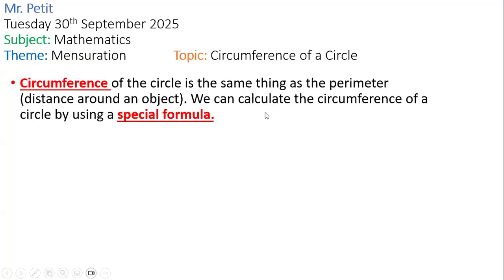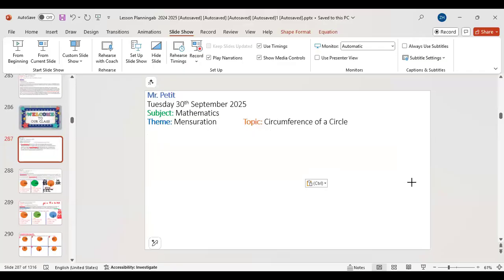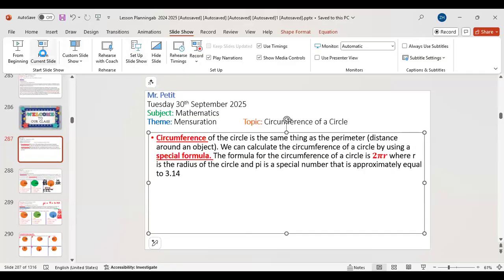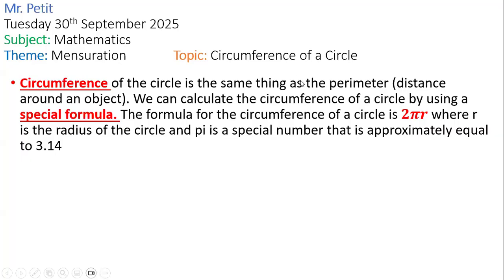So we're going to use a special formula. Now, the formula for the circumference of the circle is going to be, anyone remember the circumference of the circle formula? 3.14, that's pi. 2 pi r. Very good. That's the circumference of the circle. 2 pi r, that's how we're going to figure it out. So if I ask you for the circumference of the circle, we're just going to say 2 pi r.